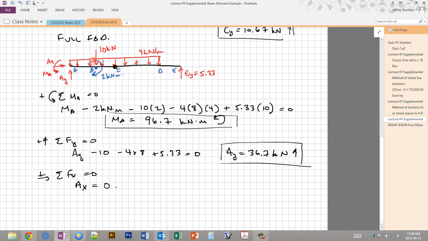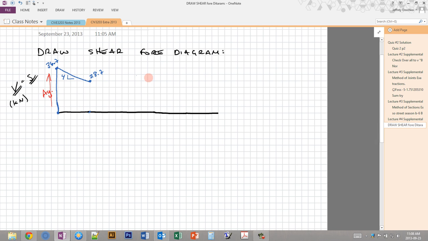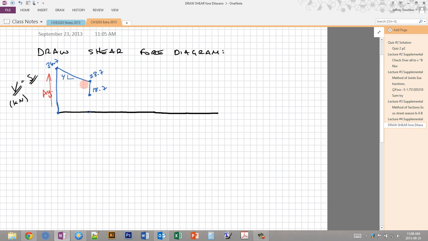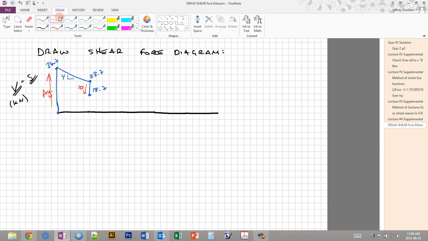Okay. Now at B, we have a point load that pushes down by 10. So that means our shear force diagram is going to go down by another 10, and that's going to end up about here. So that's going to be point 18.7. You've got to make sure to label all the points on the shear force diagram. And so again, this has gone down by 10 due to that point load.